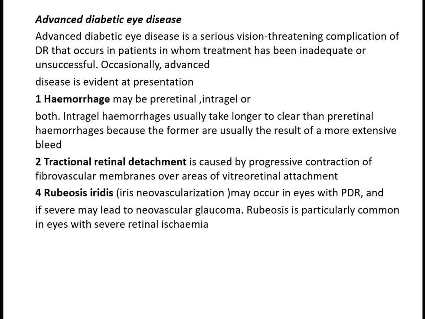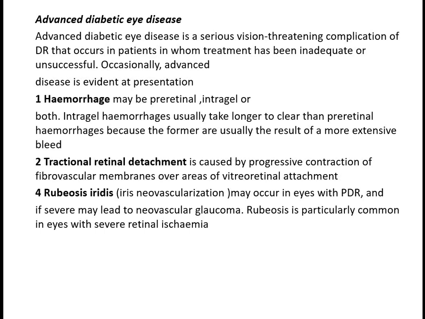Traction retinal detachment is caused by progressive contraction of fibrovascular membrane over areas of vitreoretinal attachment. يعني تلاحظون حتى على المناطق اللي يصير بها new vascularization راح يصير مع fibrous tissue، وهذا fibrous tissue مع الوقت راح يعمل traction to the retina ويصير detachment.